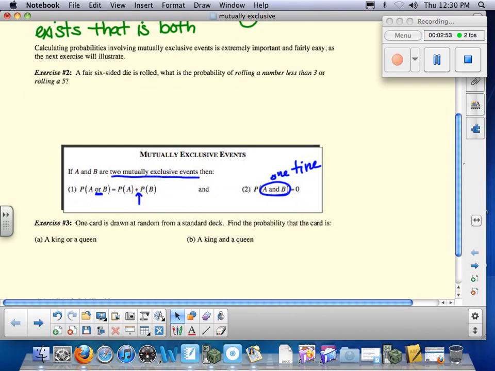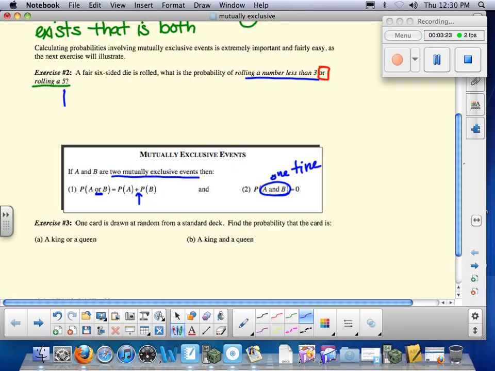Number 2. A fair six-sided die is rolled. What is the probability of rolling a number less than 3 or rolling a 5? Do I have to roll the number less than 3 and the number 5 at the same time? No. Correct, because there's an or involved.